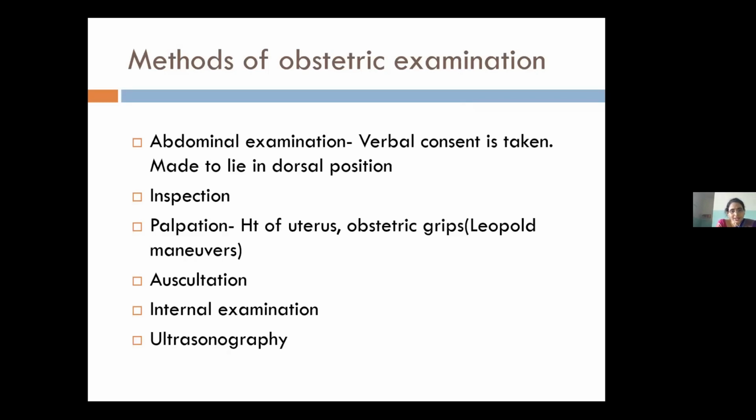Make her lie in the dorsal position on a couch, and ask the antenatal woman to slightly flex her legs at the hip joint and also at the knee joint. A semi-flexed position is required. In the case sheet writing, you have to write the examination under these 4 subheadings: inspection, palpation, auscultation, and internal examination or pervaginal examination.